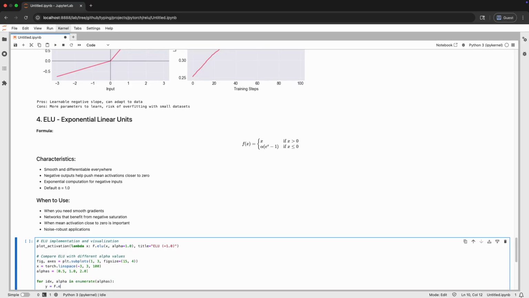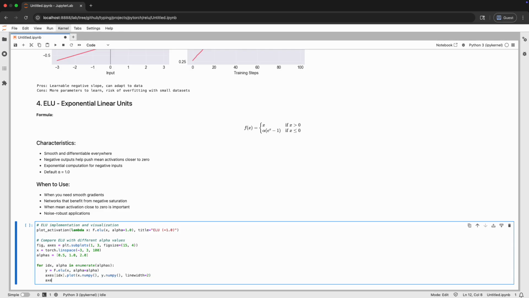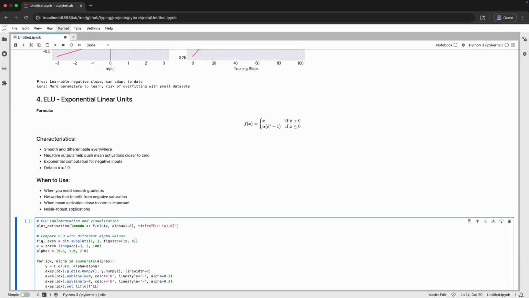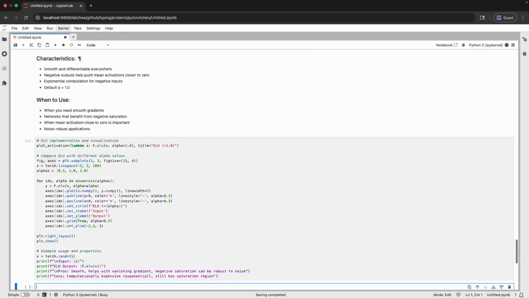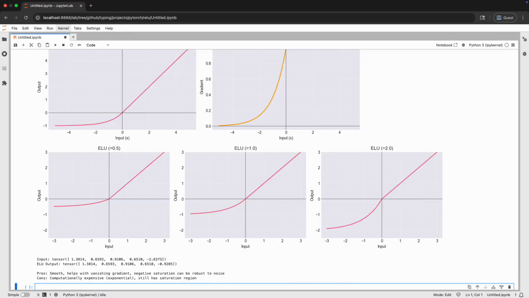The exponential behavior for negative inputs creates a smooth curve that saturates at negative alpha. We'll compare how different alpha values affect the saturation level and the overall shape of the function. The plots show ELU's smooth exponential curve for negative inputs, saturating at different negative alpha values.